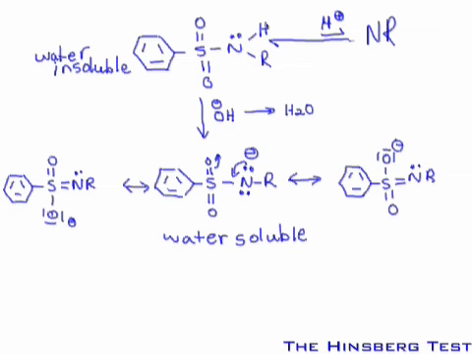Now what happens if I put an R group here? Well, nothing changes with regards to the acid. It stays water insoluble. But notice there's no proton on the nitrogen to pull off, so I can't deprotonate in base. So it stays in this form, which is water insoluble. So when you have a secondary amine where there's no proton on nitrogen, both in base and acid, it stays water insoluble.